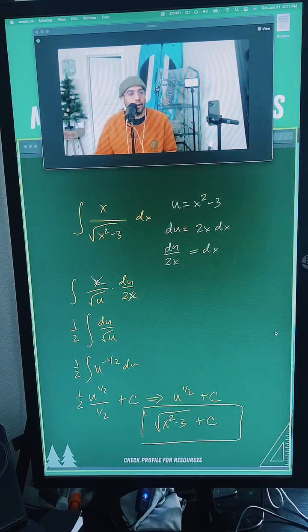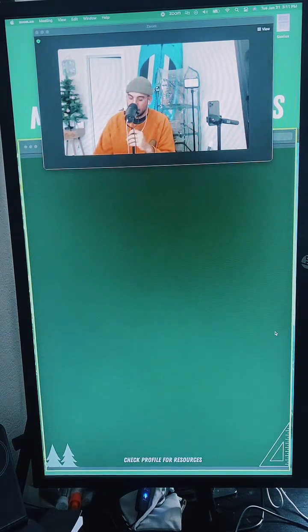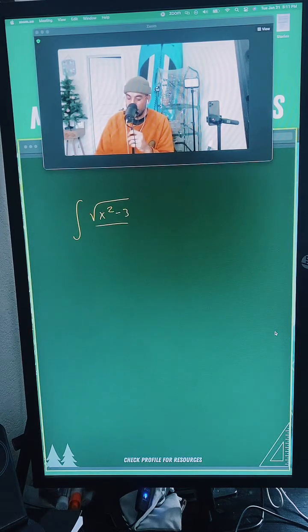Okay, pretty harmless, right? Now, let's just flip these things around. So we have root x over root x squared minus 3. But then what happens when you have this, guys? Root x squared minus 3 over x.